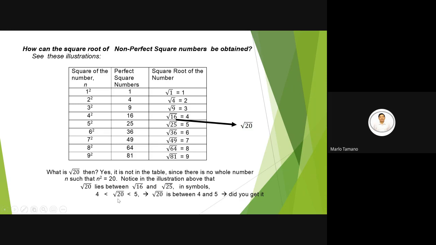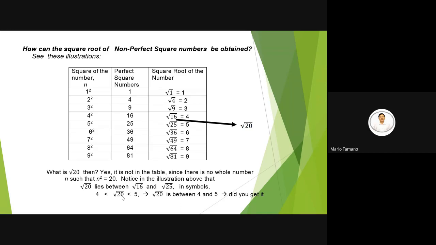Is it still a true statement? 4.6 is greater than 4 but less than 5? Yes po, true pa rin po. 4.7, still true? True rin po.